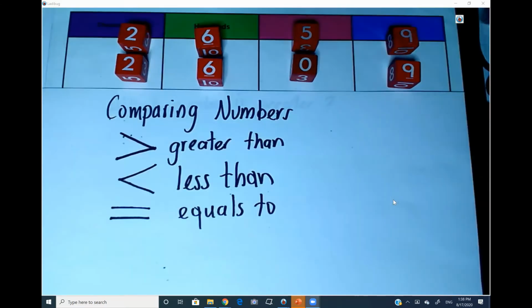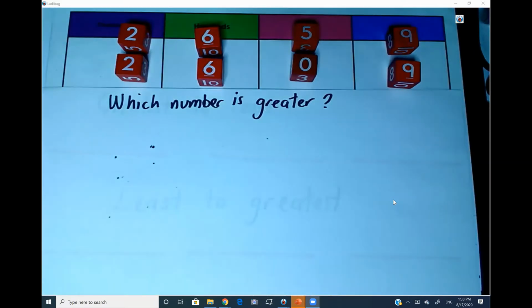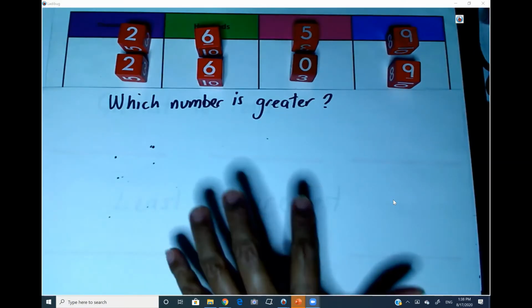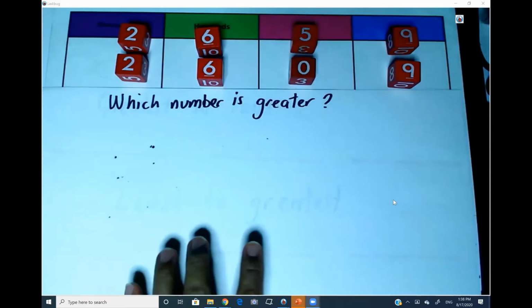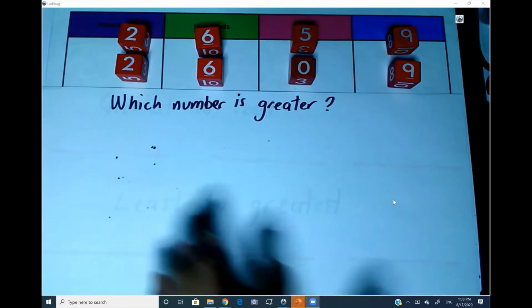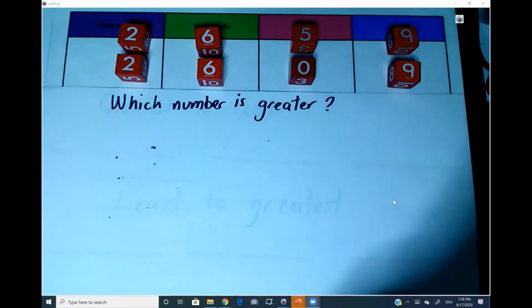Now that I have my symbols, I can compare my numbers. So let's compare the numbers here. I have two numbers here, and the question is, which number is greater? Now, how do I do that? When we're comparing numbers, the first thing you have to do is look only to the thousands. Always look for the biggest numbers first.